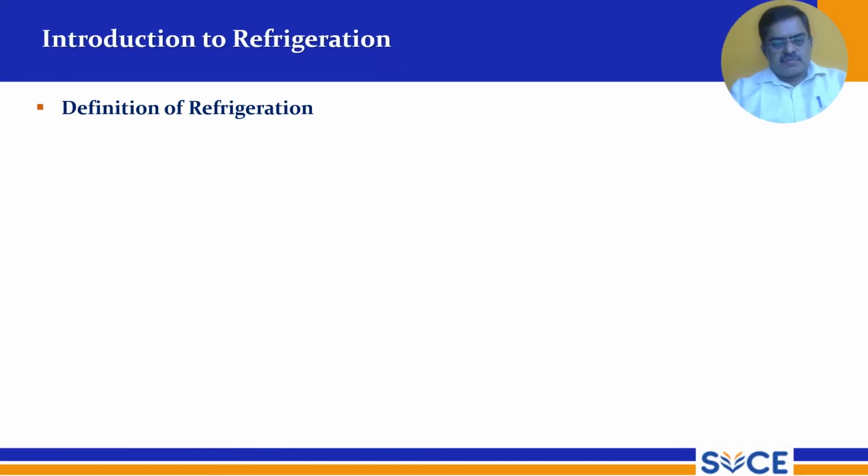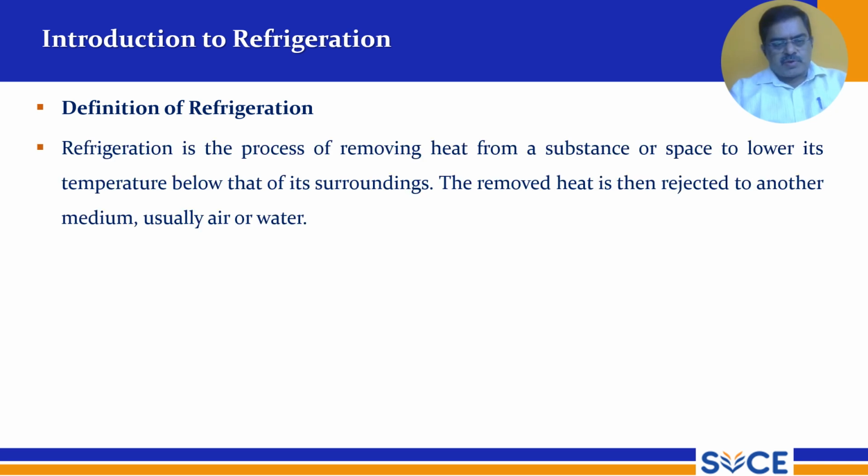So, introduction to refrigeration, coming to the definition, it is as simple as this. Refrigeration is the process of removing heat from a substance or space to lower its temperature below that of its surroundings. The removed heat is then rejected to another medium, usually air or water. So this is a very simple definition where the heat is removed from a process or a substance or a space to lower its temperature below that of its surroundings. That is the main purpose of refrigeration. The removed heat is then rejected to another medium, usually air or water. It is obviously the surroundings.